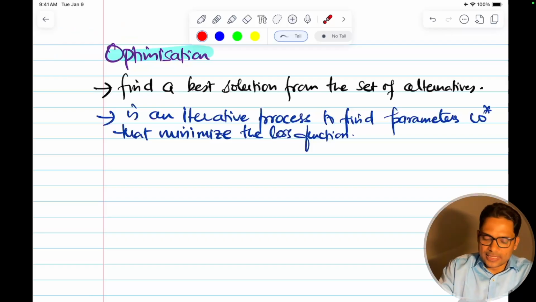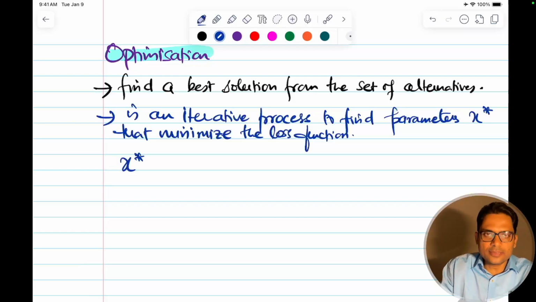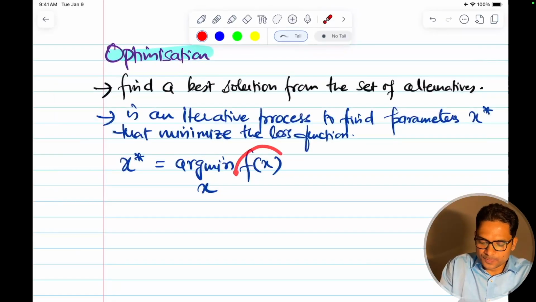So instead of w square, if I write it in terms of x square, x star is the point of optima. We have to find this x star, which will be the minimum, the arg-min we write. This is the argument for which my f(x) will be minimized.